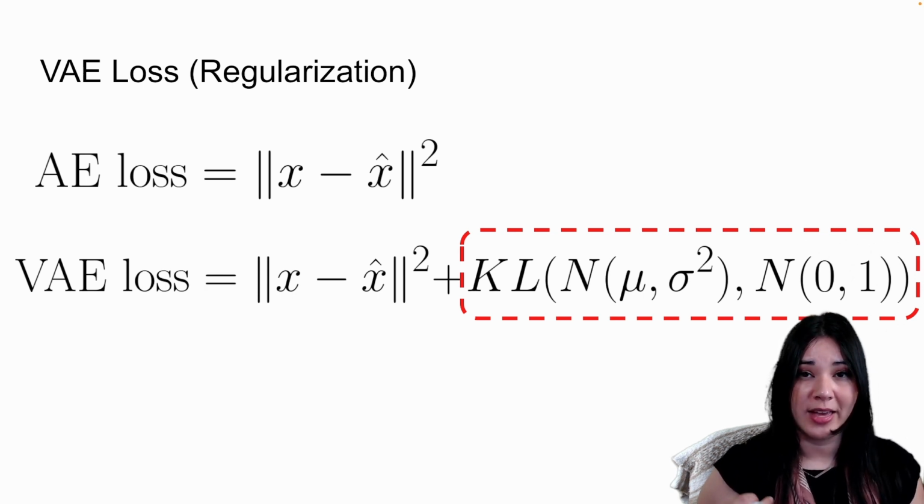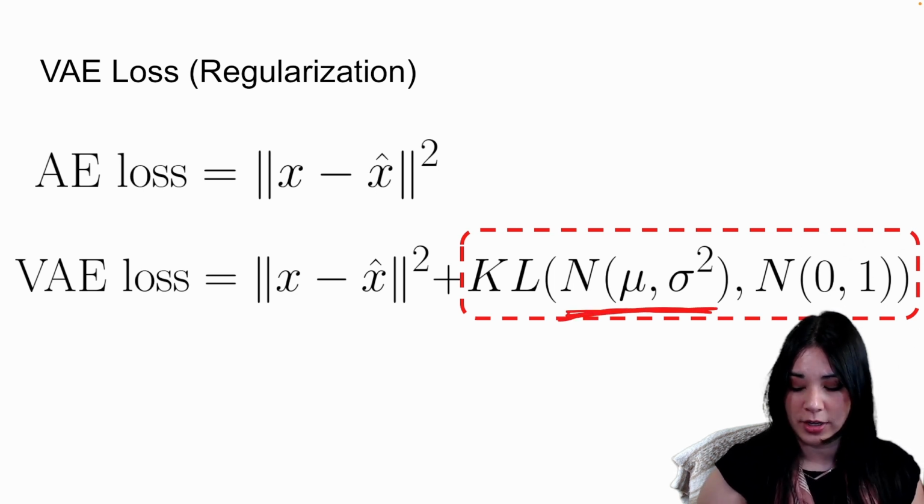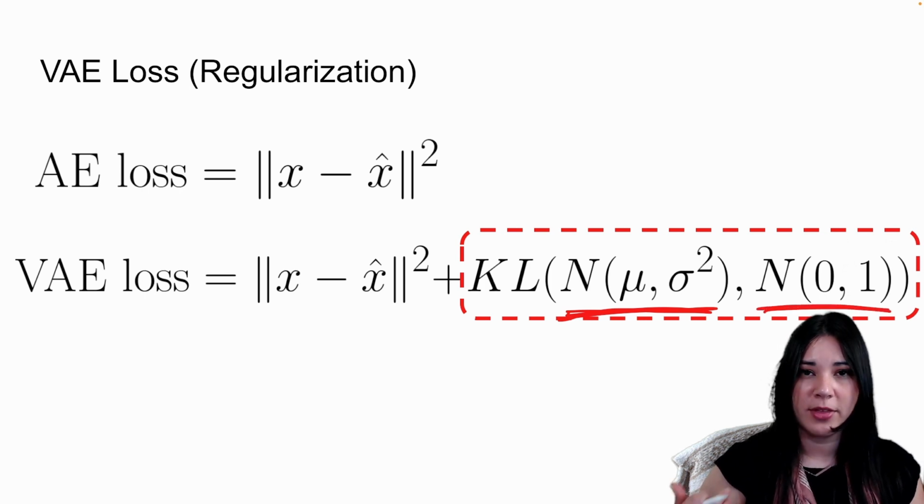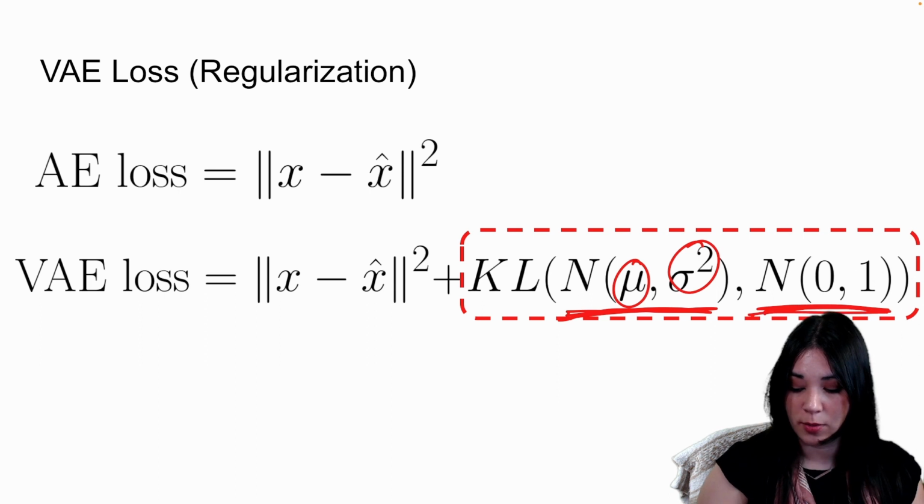We're going to use the KL divergence of the representation we've learned, that multivariate normal distribution, compared to a standard normal distribution. Remember that the variational autoencoder is going to learn a mean and a variance for our multivariate normal. We're going to compare that to a standard normal that has mean of 0 and variance of 1.